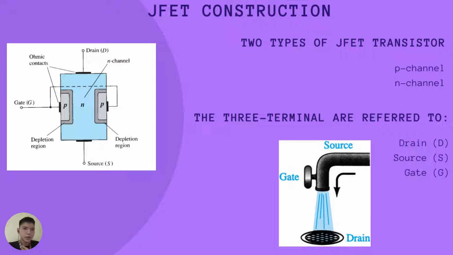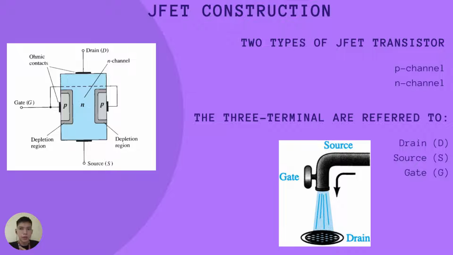So we have the GFET construction. We have two types of GFET transistor, which are P-channel or N-channel. So the basic construction of the N-channel GFET is depicted on the screen, with the N-type material forming the channel between the embedded layers of P-type material.